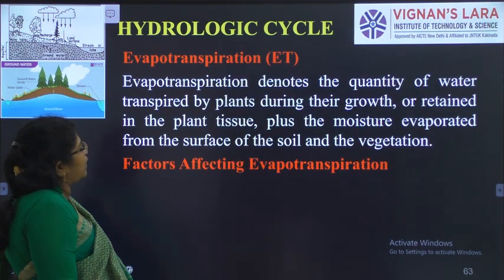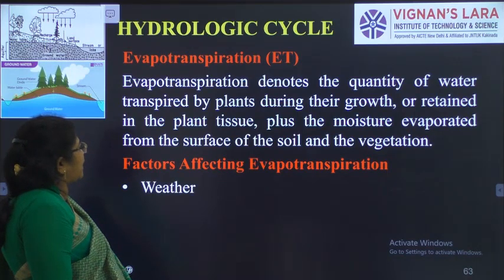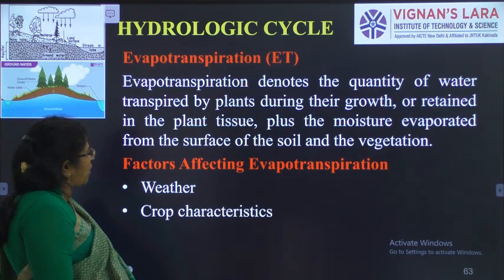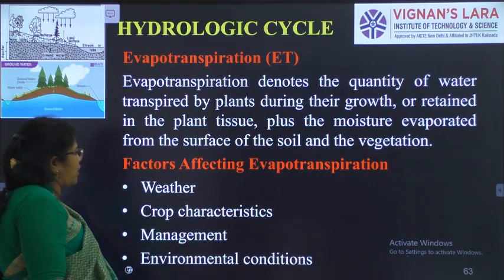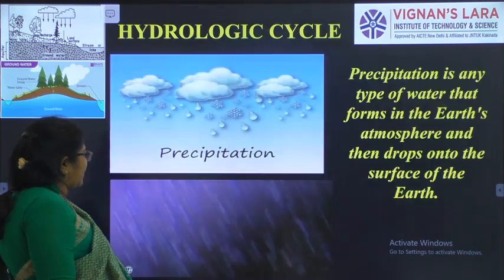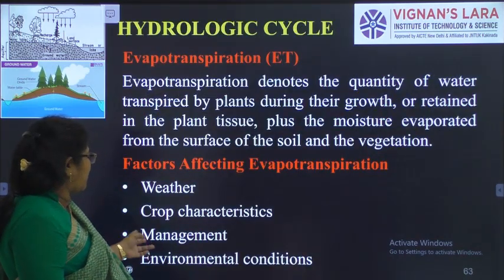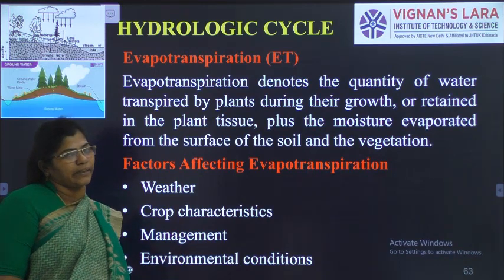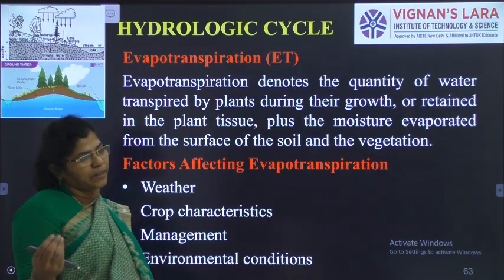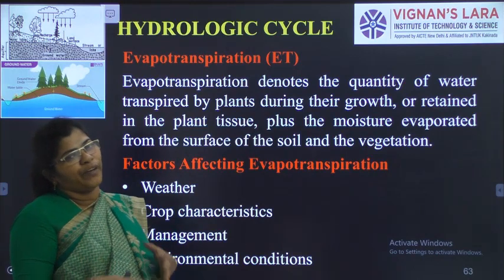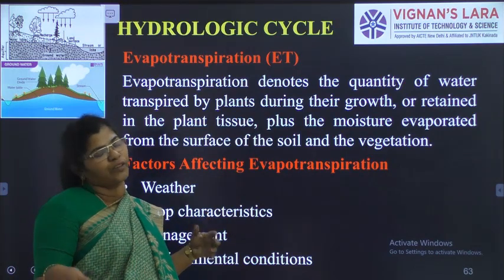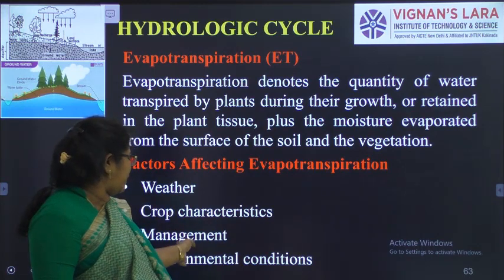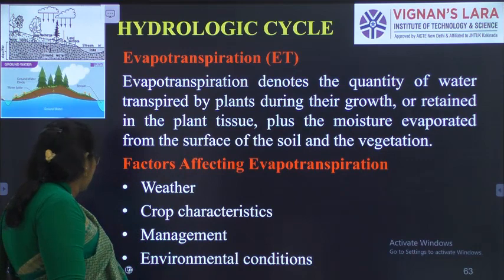Okay, so the next one, it is evapotranspiration. Again I am telling you, it denotes the quantity of water transpired by plants during their growth or retained in the plant tissue, plus moisture evaporated from the surface of the soil in the vegetation. Factors affecting evapotranspiration are the weather, crop characteristics, management and environmental conditions. Grass gives you very little transpiration, whereas very big plants and very big trees will give you more evaporation of water. So it depends upon the characteristics, weather, management and environmental conditions.